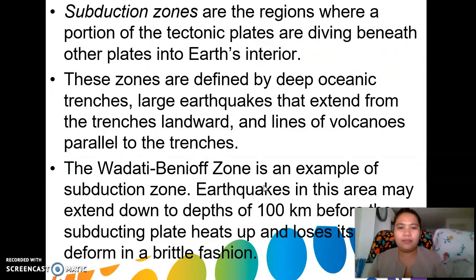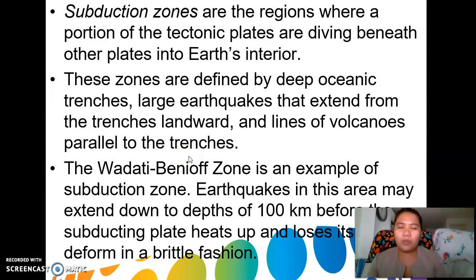Let's proceed. Subduction zones are the regions where a portion of the tectonic plates is diving beneath other plates into the Earth's interior. These zones are defined by deep oceanic trenches, large earthquakes that extend from the trenches landward, and lines of volcanoes parallel to the trenches.